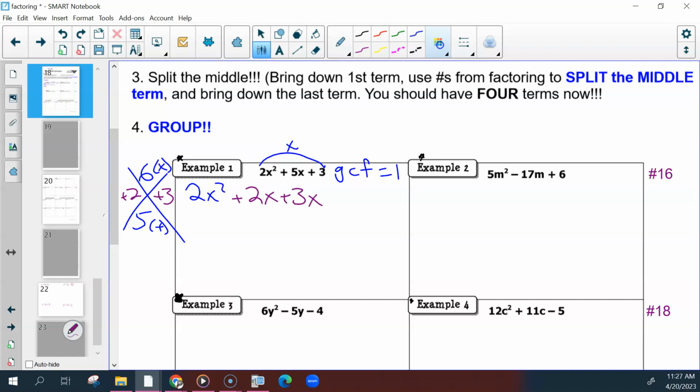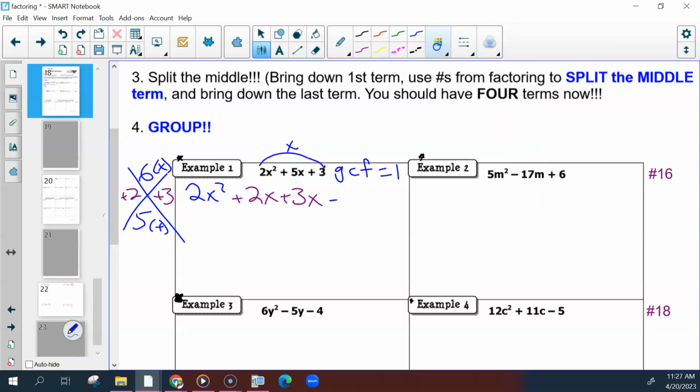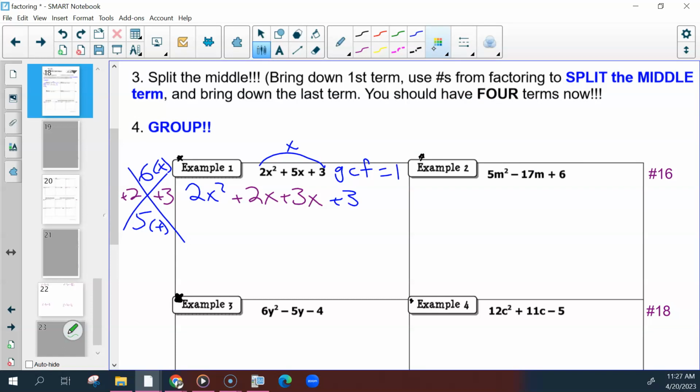So plus 2x plus 3x. It does not matter if you put 2x or 3x first. You'll get the same answer regardless. And then plus 3. So now we have 4 terms, so it's just like what we were doing last class, grouping. Split it down the middle.